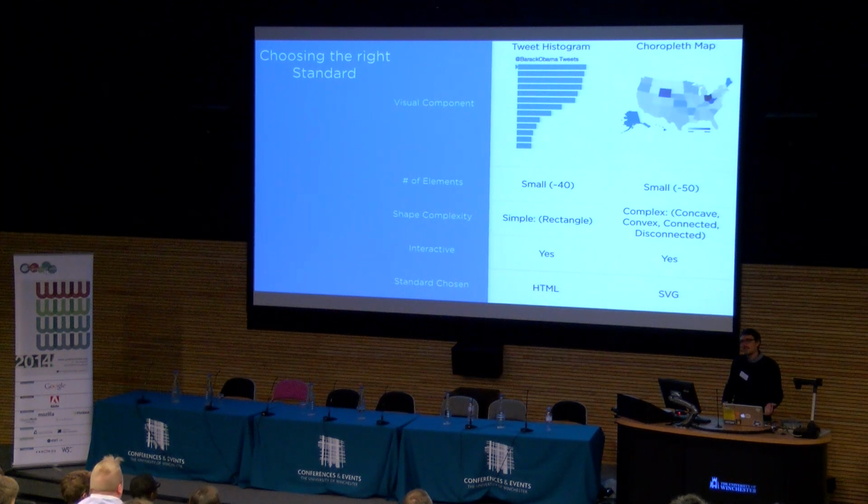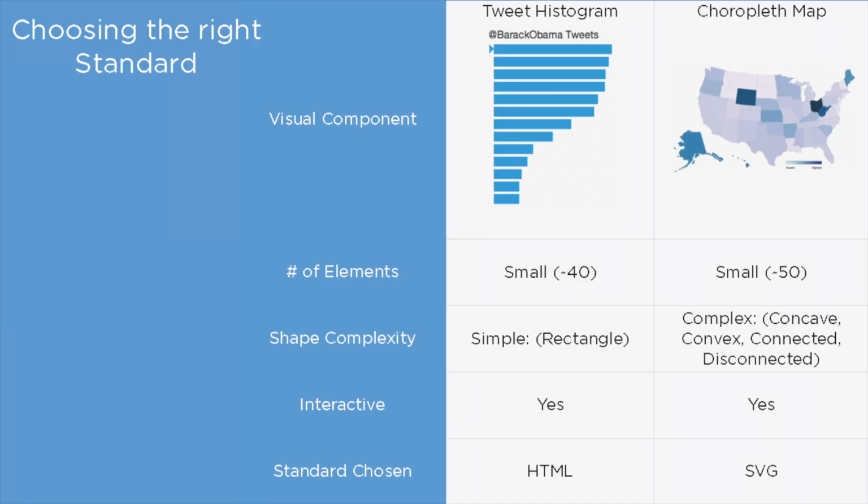So what's the shape complexity? That could be another interesting question. For example, shape complexity for the bar chart is just rectangles, right? So that's something that you can easily handle with HTML. No use of SVG required for this.